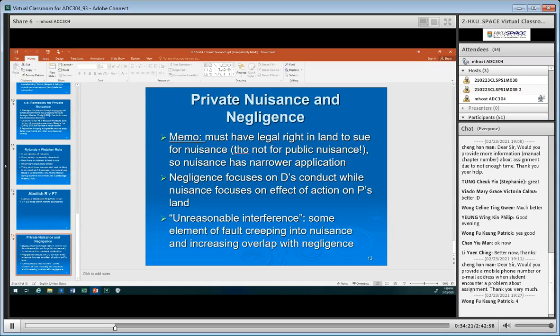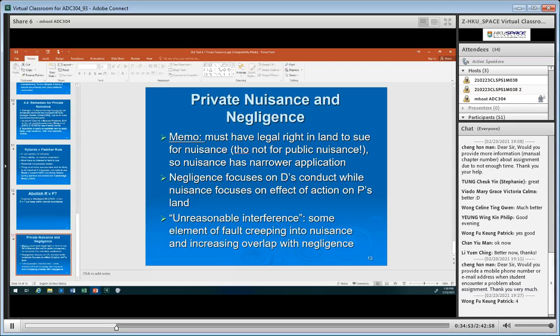By contrast, negligence focuses on the defendant's conduct, while nuisance focuses on the effect of the action on the plaintiff's land. Which means, can you sue for damages for personal injury in negligence? Yes. Can you claim damages for personal injury in private nuisance? No, you cannot. So watch out for that. I'm not sure in the assignment whether any of those plaintiffs actually suffered physical, bodily, personal injury.